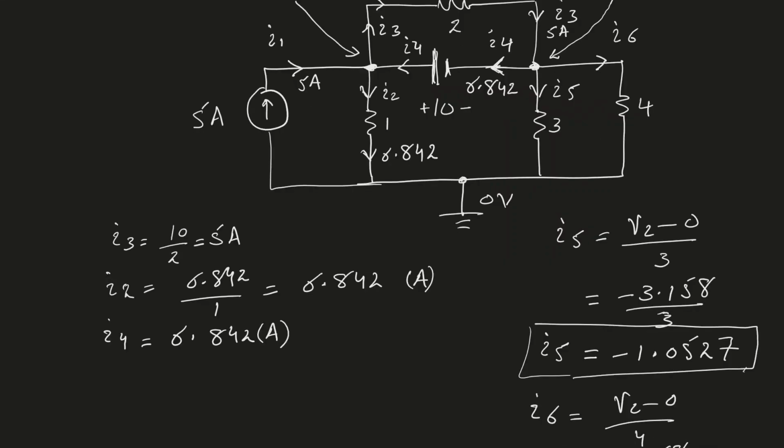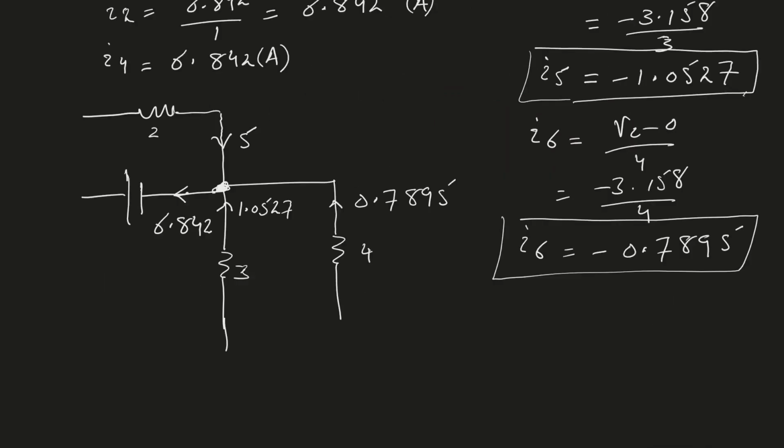So at node 2, 5 ampere is current coming in. So I have redrawn part of the circuit, which is just focusing on node 2. And you can see that the amount of current coming into this node is this 5 ampere, and this I5, which is 1.0527, and this current, which is 0.7895. Now, to confirm if KCL is satisfied, these three currents, when I add them together, they should be equal to the amount of current I4, which is leaving node 2. And you can add these three values, and it is exactly equal to 6.842, which means KCL is satisfied at both nodes.